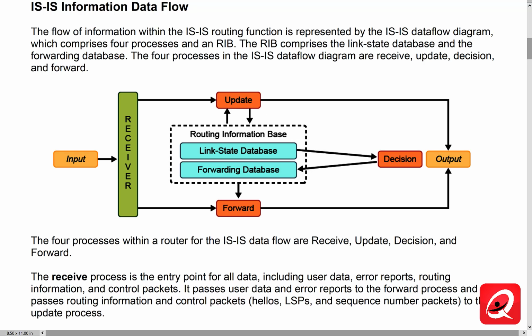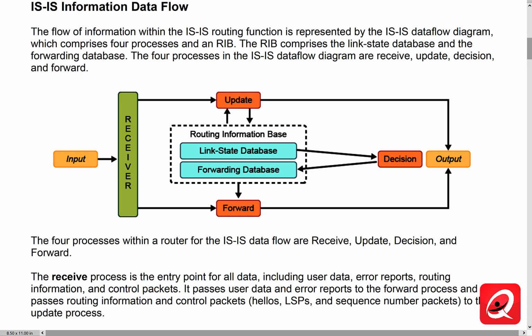So the flow of information with ISIS is represented by this diagram here, which is a 4-step process, and then ultimately resulting in what we have in any kind of routing scenario, a routing information base. The routing information base is the link state database and the forwarding database. So the data flow steps are to receive information, update information, make a decision, and forward information. And that's kind of what we're going to break down here, and then we'll wrap up this section.